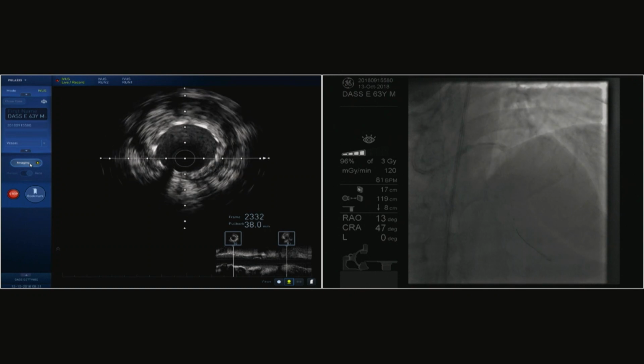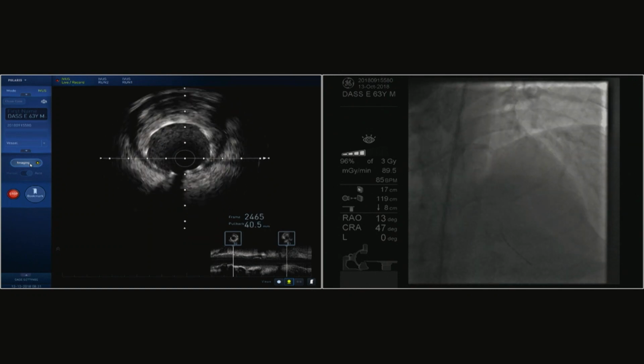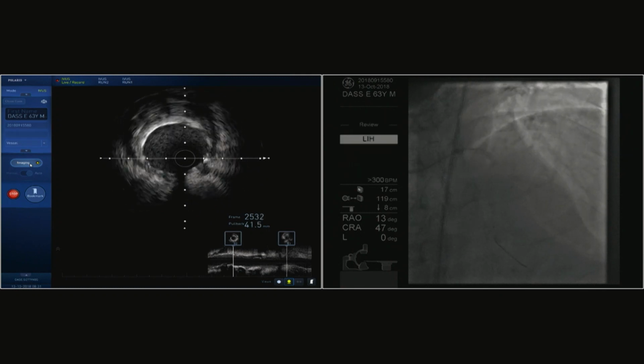And left main seems to be a little bit under expansion. We could go up. You need to work harder on the left main. Right. Yes, right. We're going to take a 4.0 balloon and expand it. Yeah. Give me a 4.0 short balloon, please.